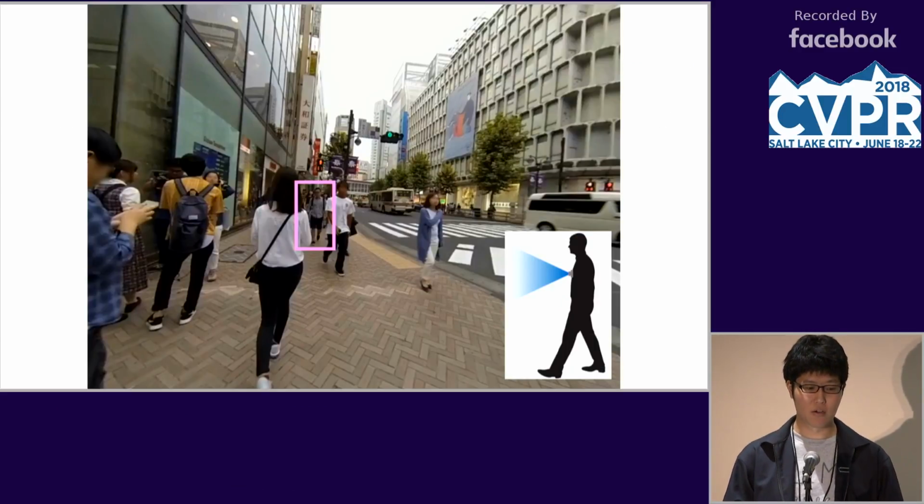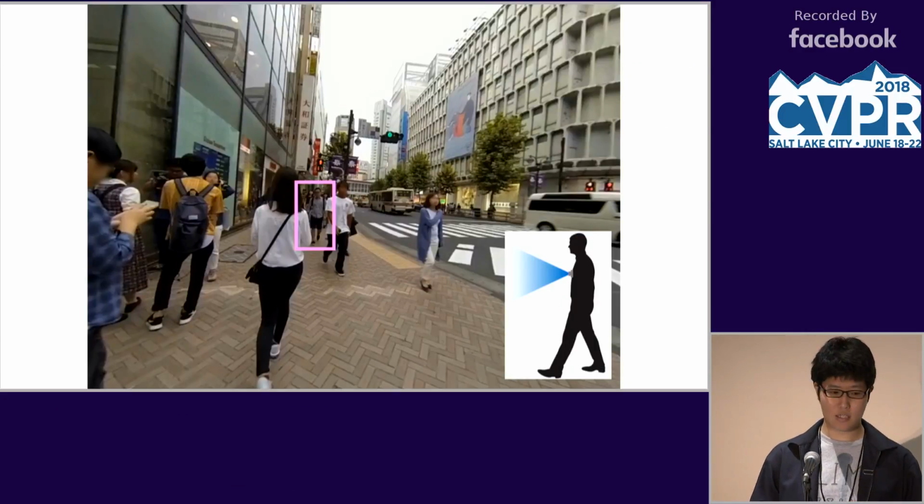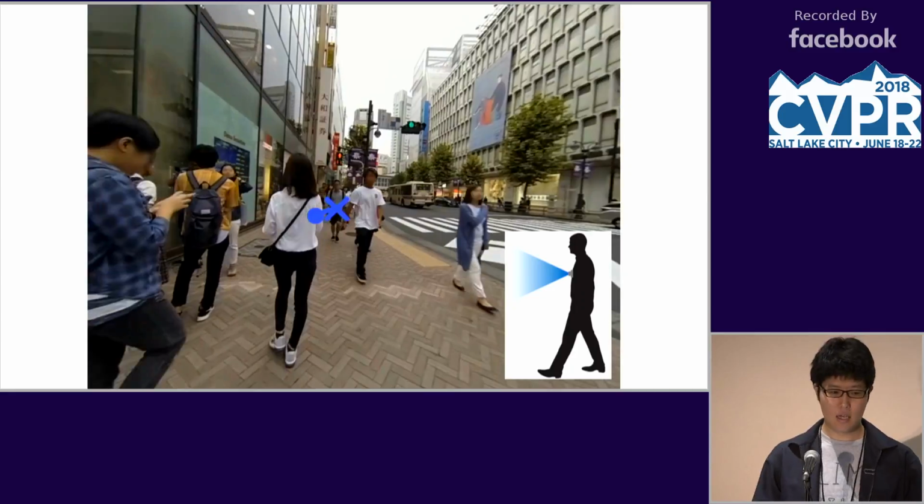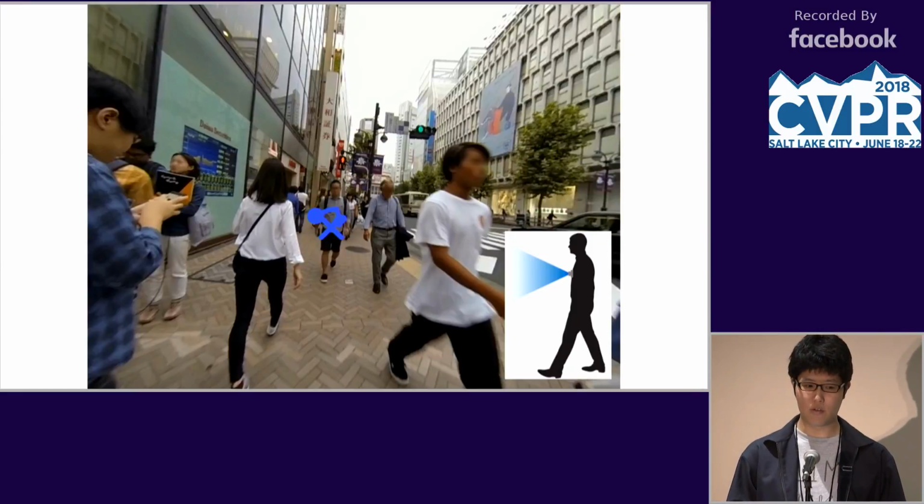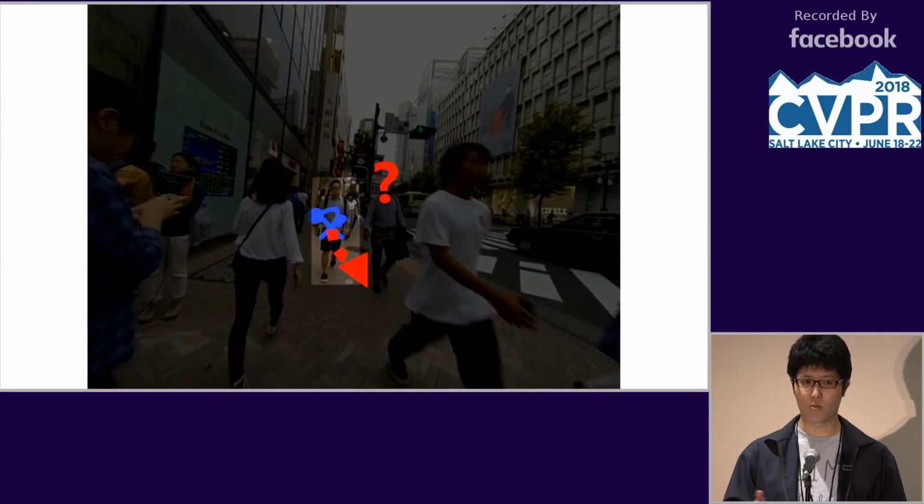Let me show this video. This video is recorded from a chest-mounted camera, like showing the right bottom side. And the man in the middle is walking towards me. And the blue line shows the location history of the person. And what I want to do is to predict the future location of that man, like going in which direction.